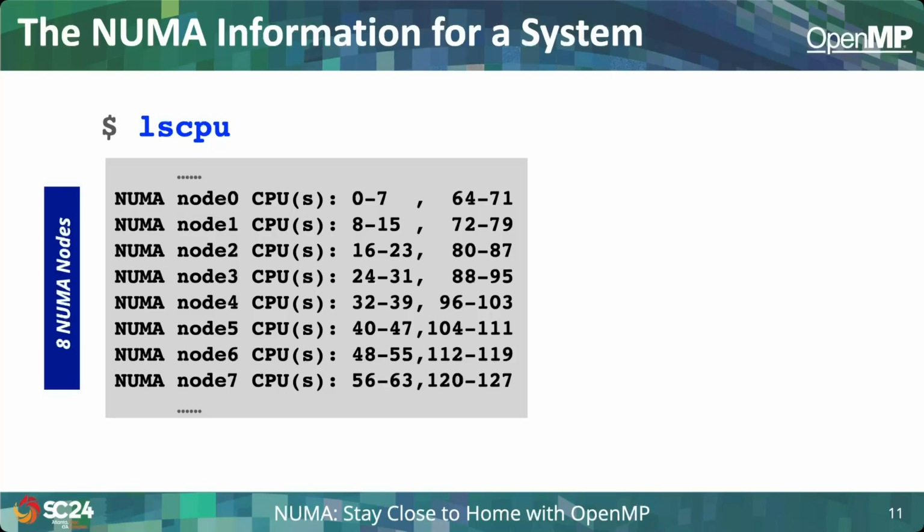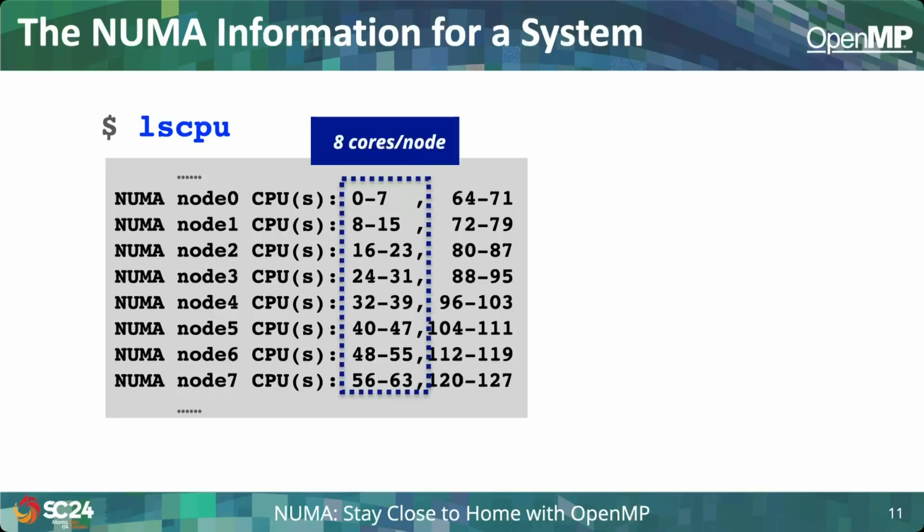We see there are 8 lines. That means there are 8 NUMA nodes. They're numbered 0 to 7. And we see those integer numbers, those 2 columns. What does that mean? The first column shows there are 8 numbers per column, 0 to 7, 8 to 15, 16 to 23, and so forth. What that means is there are 8 cores per node. That's what we learned from that first column.